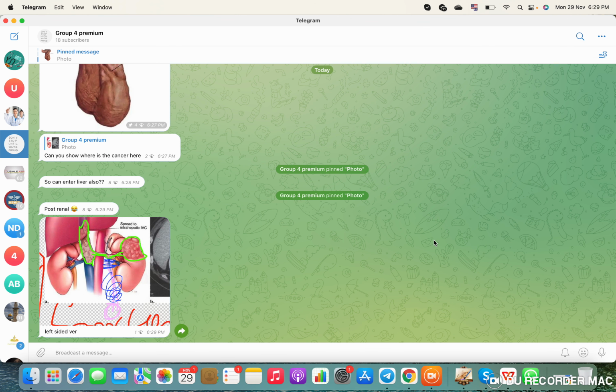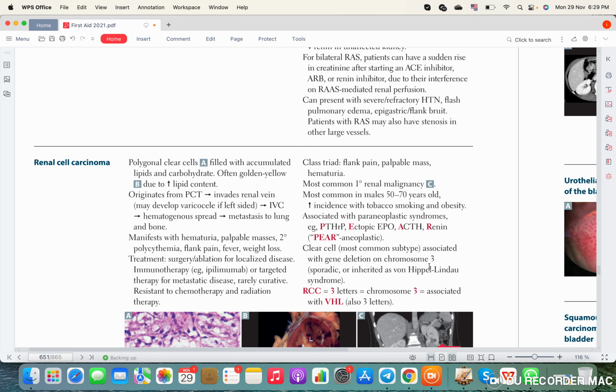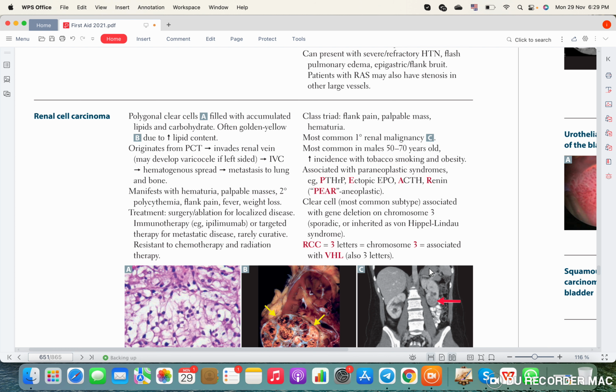So, moving on, we have the following. It originates from the RCC, invades the renal vein, and after invading the renal vein, it may develop varicocele if left-sided, which now you guys understand. By the way, a really common question on the USMLE, which vein is longer, the left renal vein or the right renal vein?